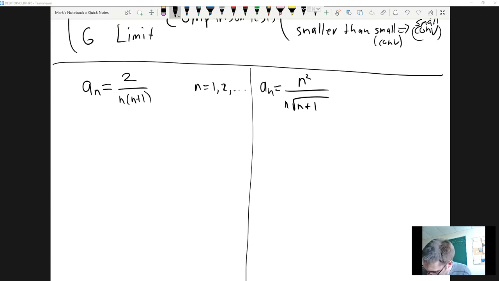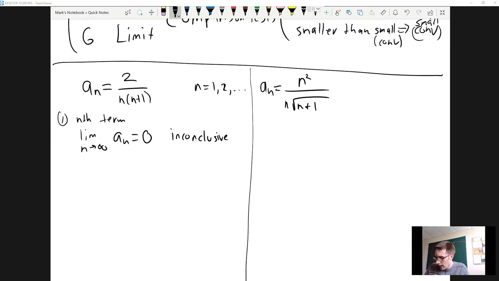And so the first thing we'll do is the nth term test. The limit as n goes to infinity of an. In this case, notice the denominator grows, the numerator stays the same, and so we'll get 0. And so this would be inconclusive. And for the second one, I'll just go ahead and do both of them in parallel here. The nth term test, let's see, limit as n goes to infinity of an. That one's a little harder.